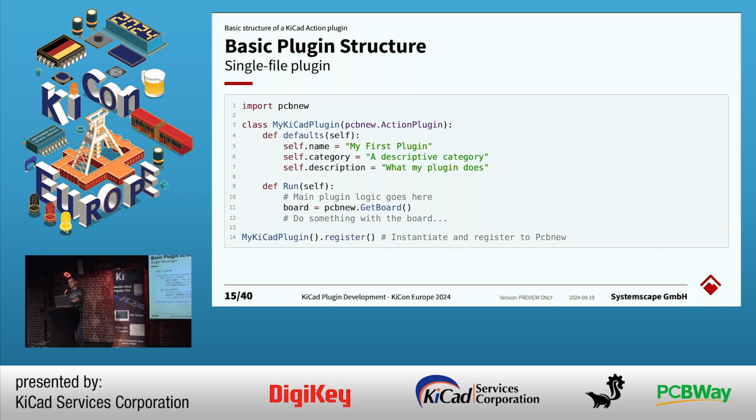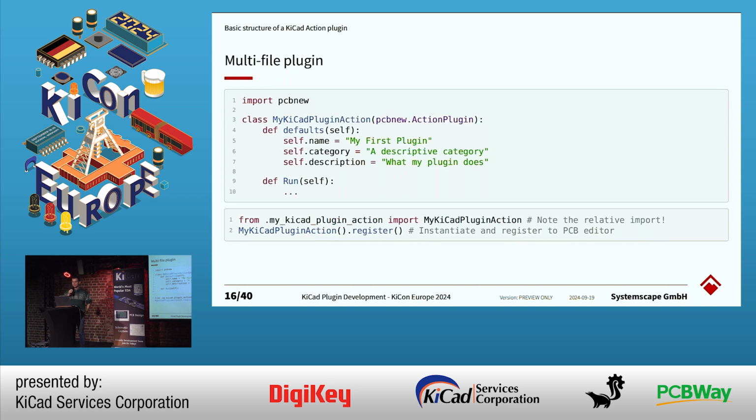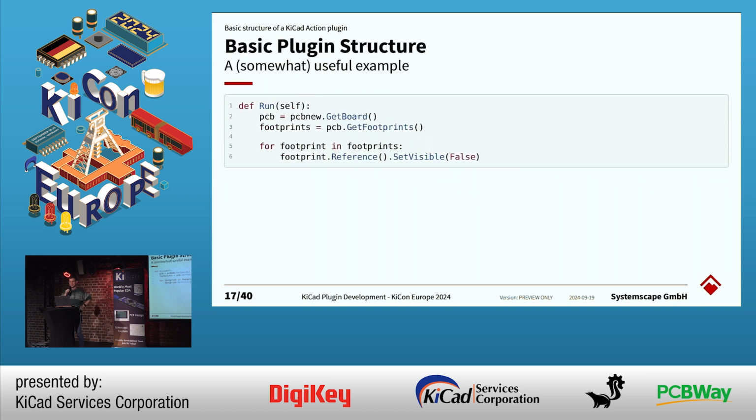If you have a multi-file plugin, you put the register in the __init__.py, and then you have an action.py file where you put in the actual Python logic. So then, let's look at a somewhat useful example. You could do this, which hides all reference designators. It's apparently so useful that there are 2 plugins that do this in the plugin and content manager, and I wrote only one of them, so I don't know who wrote the second one.